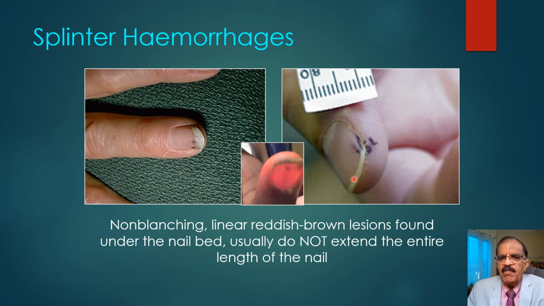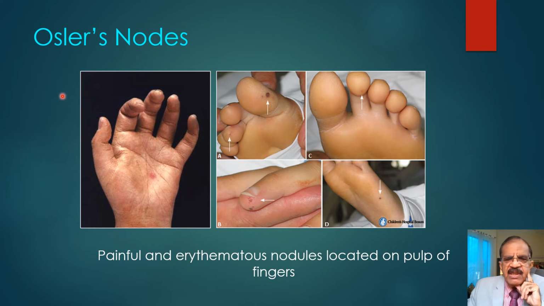Fever with murmur, these signs I think surely would indicate endocarditis. Then these are the signs called Osler nodes. Osler nodes are named after the physician who described them, Osler. I think these are the painful and erythematous nodules located on the pulp of fingers and toes.